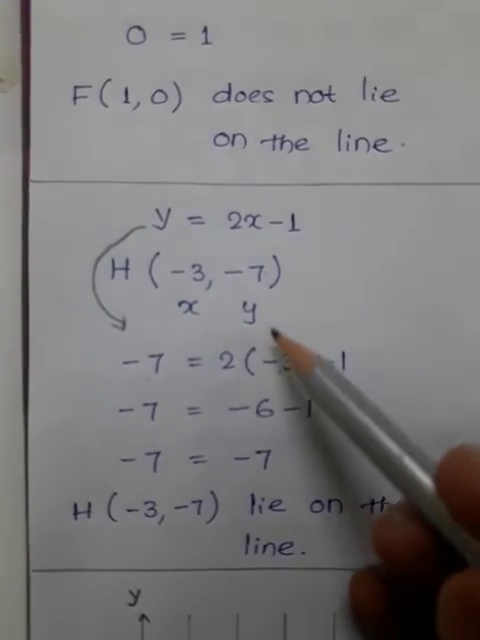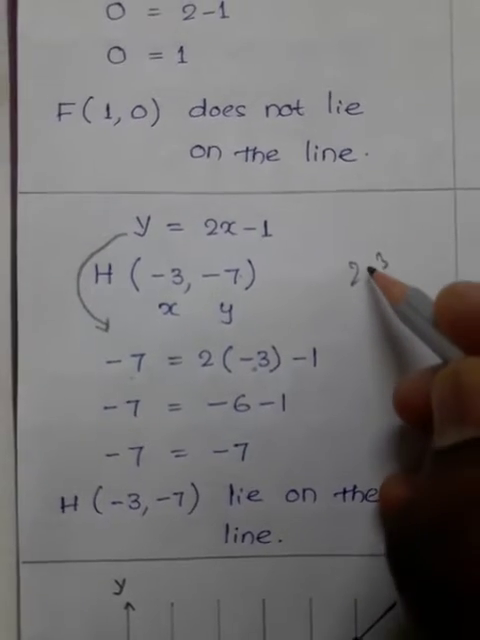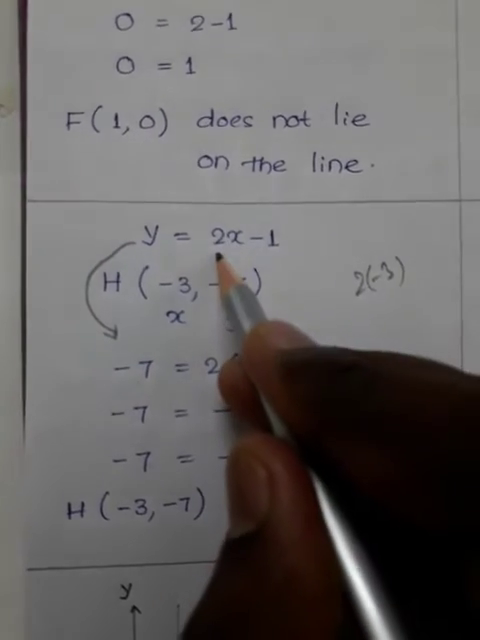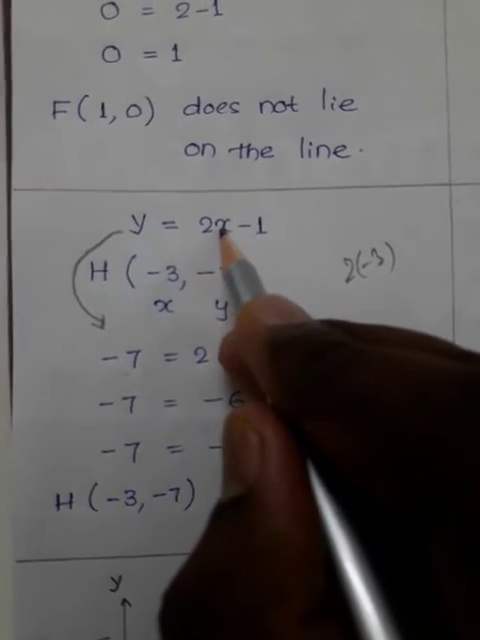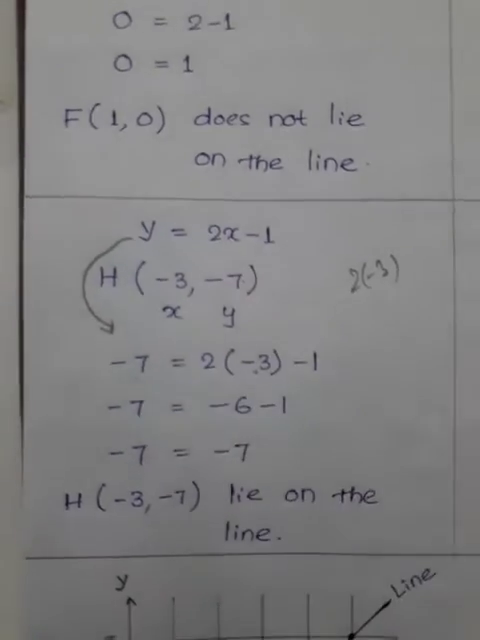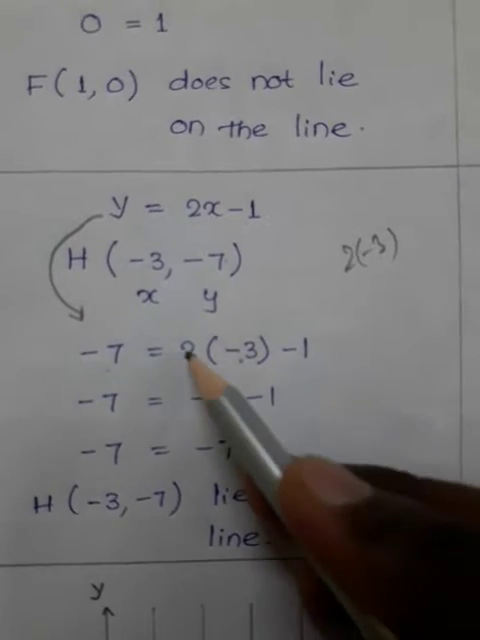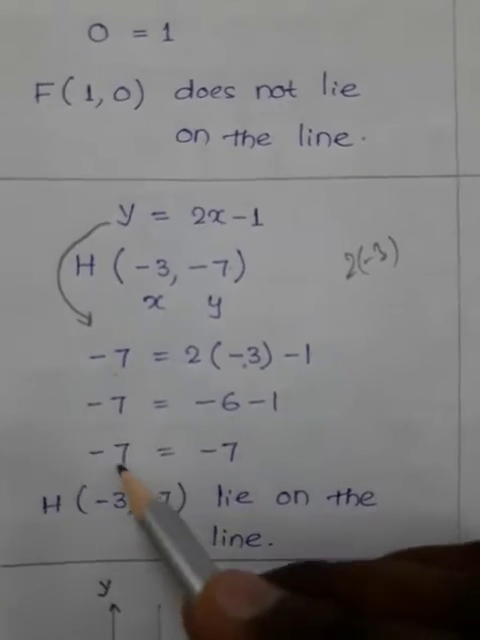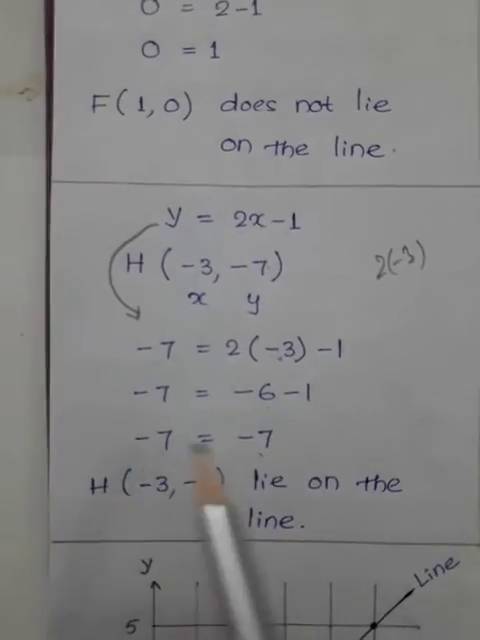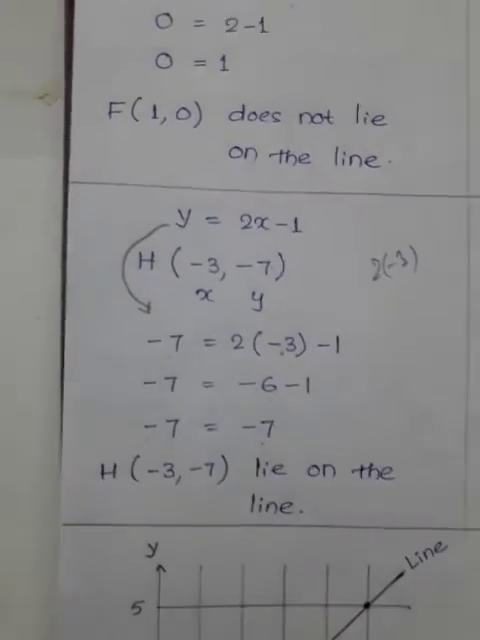Now in place of x I write minus 3, and I cannot write directly 2 minus 3, right or no? This minus 3 should be in the bracket. Why? Because this is 2 times x. If there is no symbol in between the constant and the variable, it means multiplication. So write it in the bracket. So 2 times 3 is 6, but here it is negative because positive multiplied with negative is negative. So minus 6 minus 1. So minus 7 is equal to minus 7. So left and right are both equal. It means this coordinate, this point, is on the line.